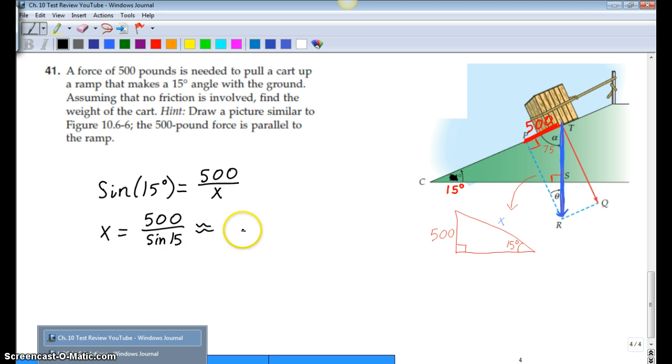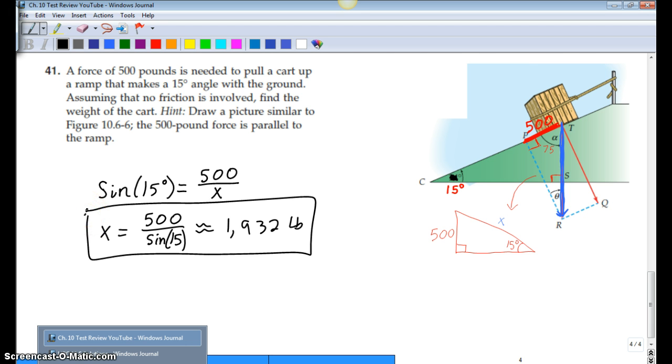You just plug that in the calculator, in degree mode of course, and you get around 1,932 pounds. And that's your answer. That's how much the cart weighs. Now granted that doesn't look like a cart, but imagine that to be a cart. It could be a car itself, it could be anything, but the idea is the amount of force being applied, 500 pounds, is less because the hill is absorbing some of that force. So the overall is 2,000 pounds.